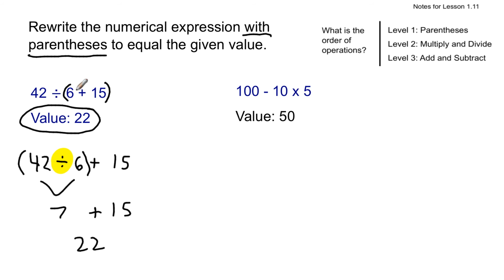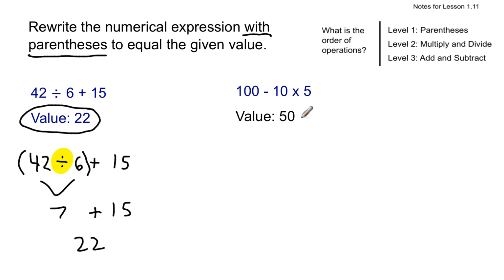the 6 plus the 15 and got 21, I'm just showing you here, 42 divided by 21 equals 2, and that did not equal our target. So I'm going to erase that because that's something we should not have done. I was just showing you that if you put the parentheses around something other than what you're supposed to, it will not equal 22. All right, so now we have the second one is 100 minus 10 times 5.